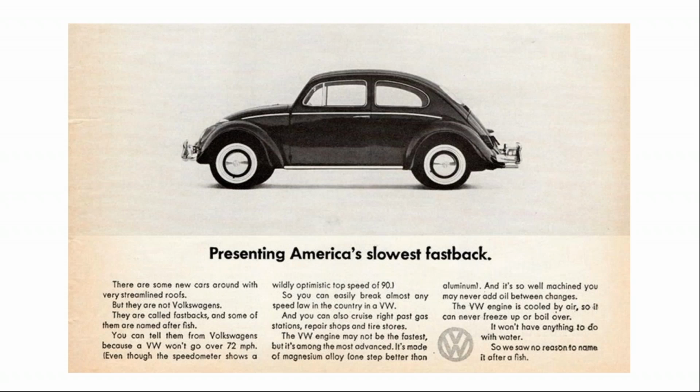A slightly less famous ad, this time I think written by Bob Levinson, they talked about the car being slow. And if you look down the bottom left, there's a lovely little bit of copy from Bob Levinson where he says, you can tell them from Volkswagens because a VW won't go over 72 miles an hour. And this is my favourite bit, even though the speedometer shows a wildly optimistic top speed of 90. So they told people the car was ugly. They told them that it was slow.